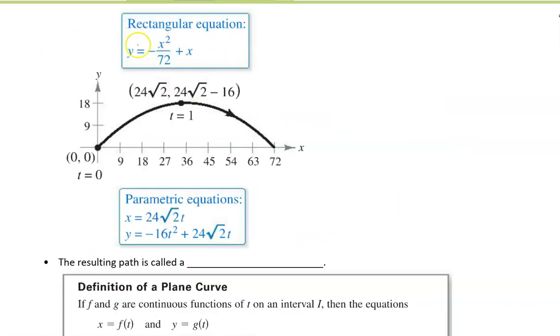Now this expression y equals negative x squared over 72 plus x is what we call the rectangular equation to represent this curve, and you can see it there. The parametric equations are found here, and that's where we impose this time parameter on it. This also creates what we call an orientation, and we'll look at that in a second. You can see that there is an order of things. We're moving from t equals 0 to t equals 1 in this direction. And the path with the orientation attached to it is called a plane curve.